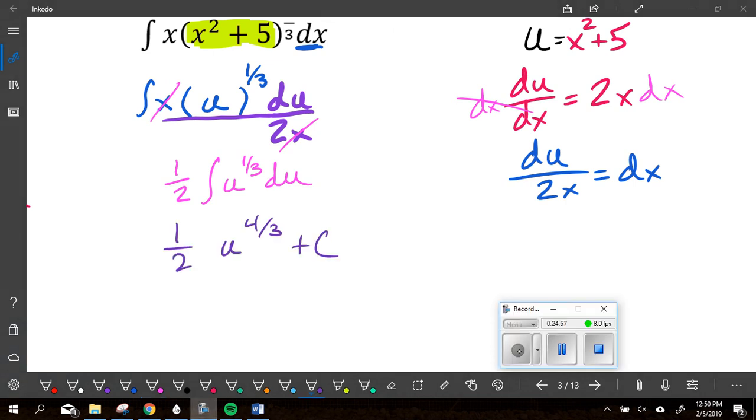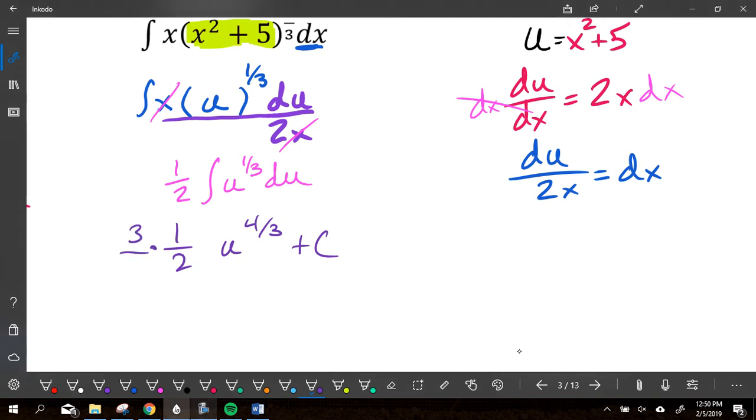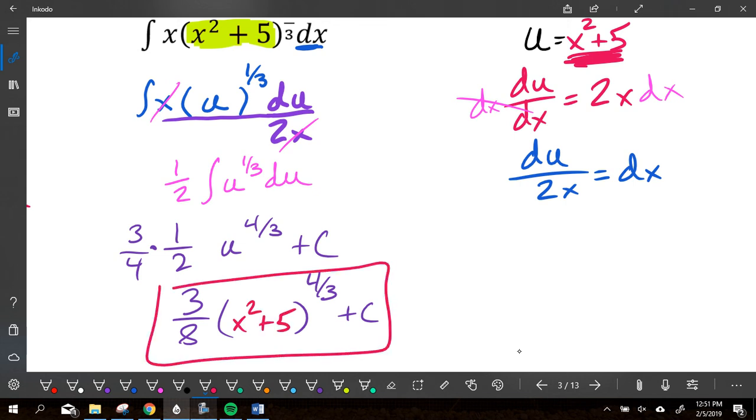1/2 u to the 4/3 plus c. I increased my exponent, made it 4/3, so then I need to divide by that exponent or multiply by the reciprocal. It's 3/8 u to the 4/3 power plus c. All I have left to do is plug back in what u is, x squared plus 5. The 1/2. Remember, it was 2 on bottom with that x, so I could pull that 2 out in front. Give me a quick check.